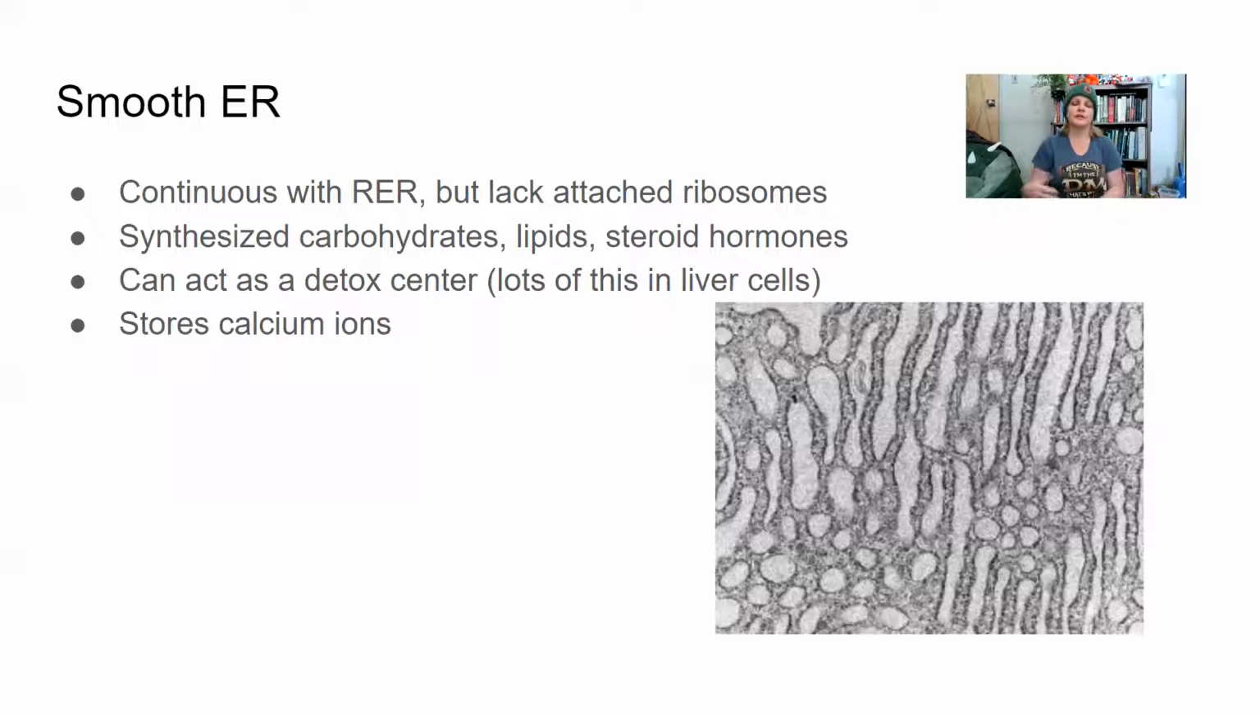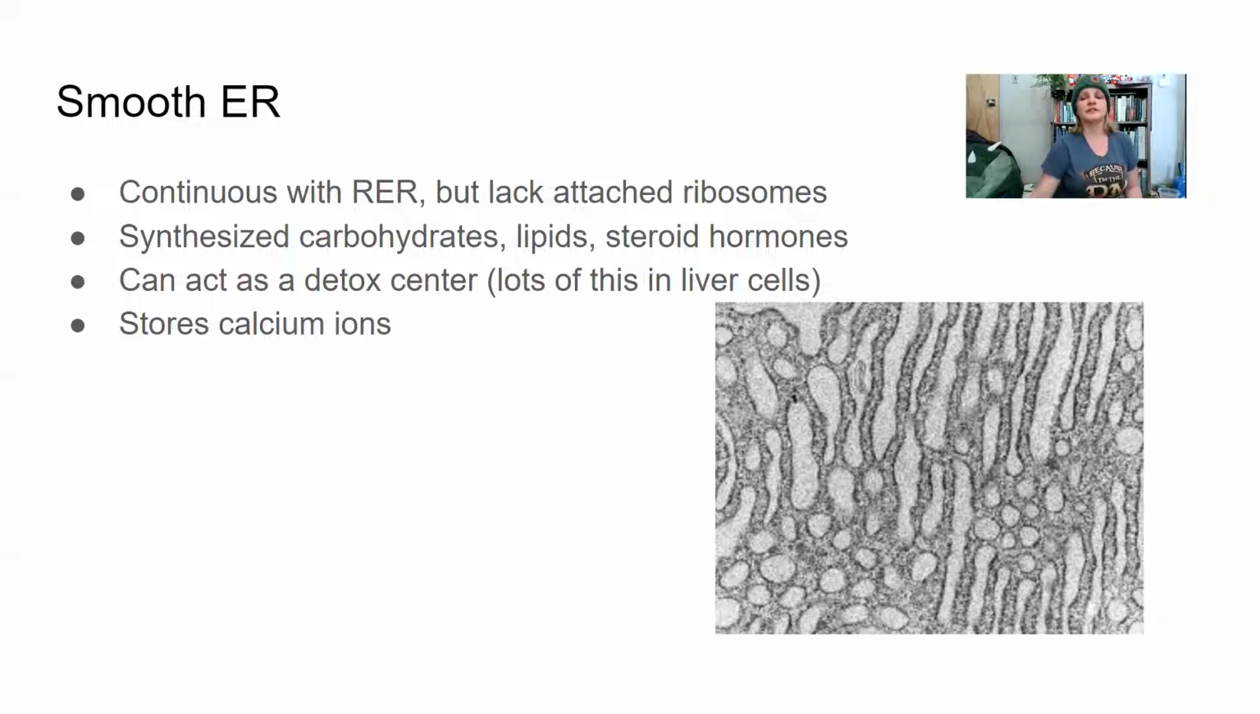Okay, the smooth ER, it's continuous. So we talk about smooth and rough ER, but they are attached to each other. So we might see there's a part of the ER that has a lot of ribosomes, but then if we just keep following it down, we'll see a part where there's not very many ribosomes. We call that smooth ER.